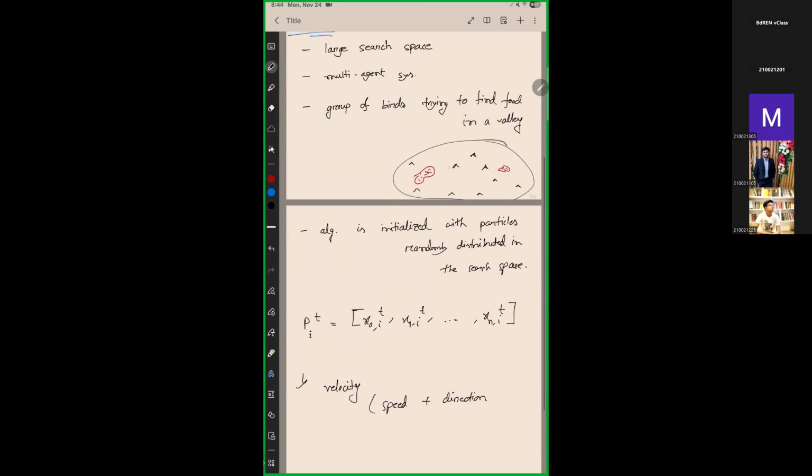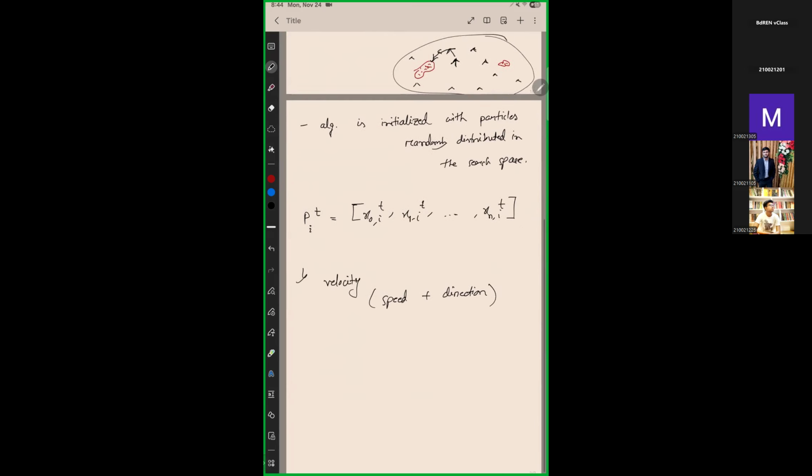So let's say this bird is moving in this direction with a particular velocity. They can also change their velocity. It can move faster or slower. It can also change its direction, go this way, then this way. So they have their own velocity and direction. It is also represented by a vector, vi: v0, i, t up to vn, i, t.